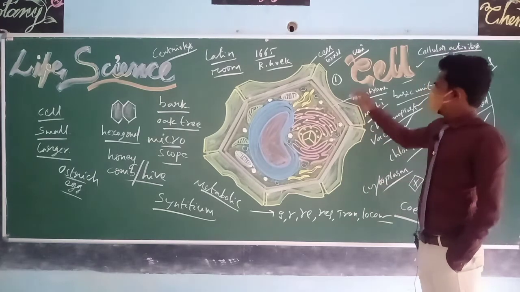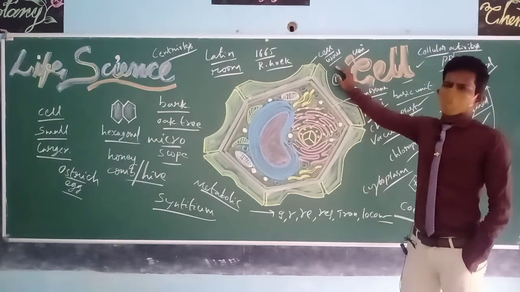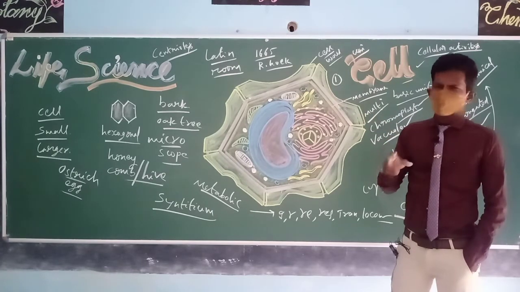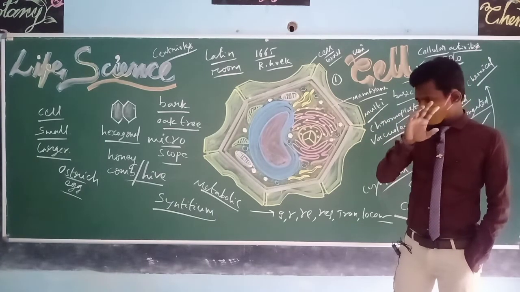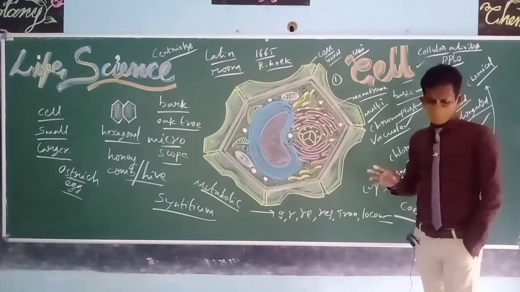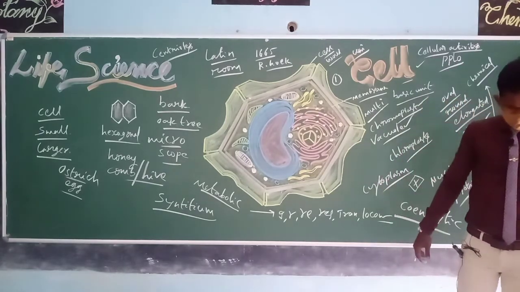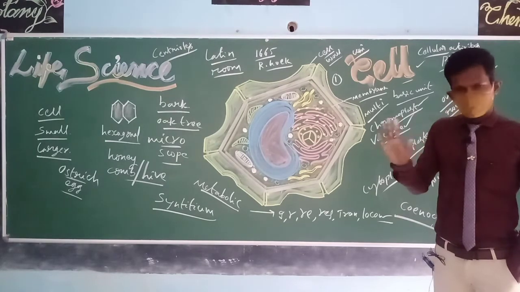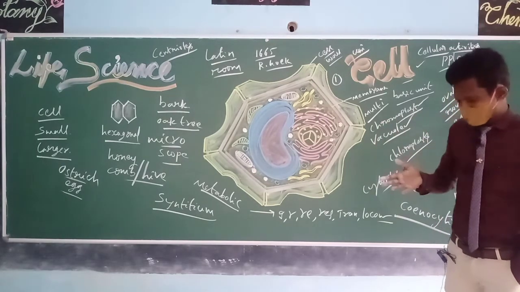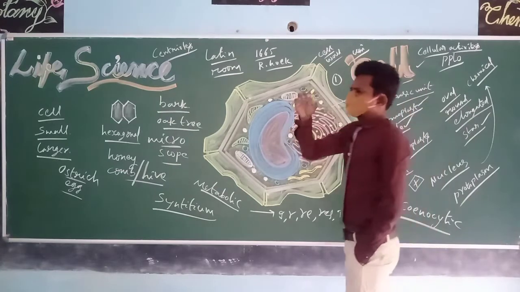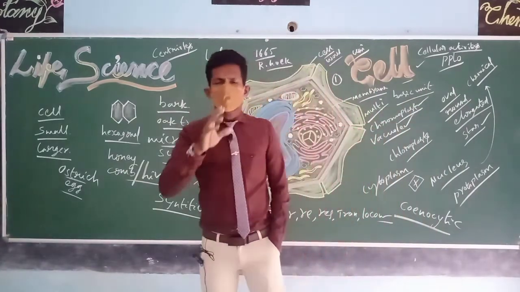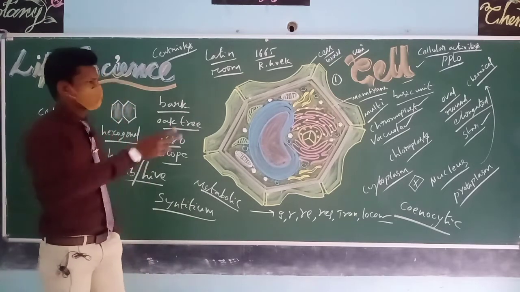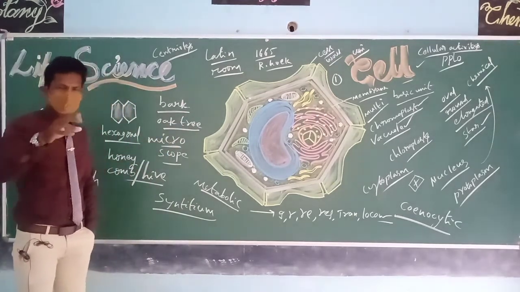Generally, the famous scientists Schleiden and Schwann, both of them, gave two statements. Those two statements come under cell theory. Statement 1: all organisms are made of cells. That's true. Then the second statement: the cell is the basic structural and functional unit of life. That is also true. So these two statements together are called cell theory.